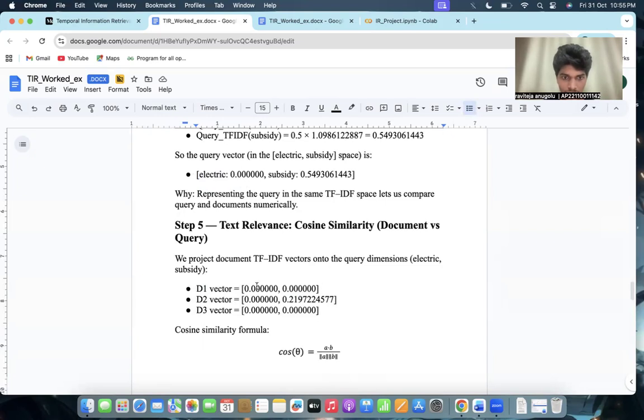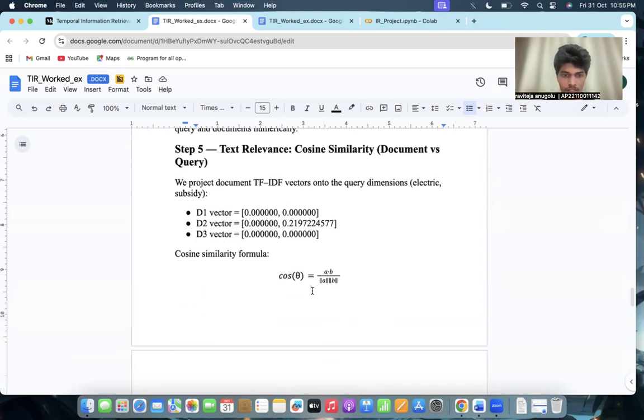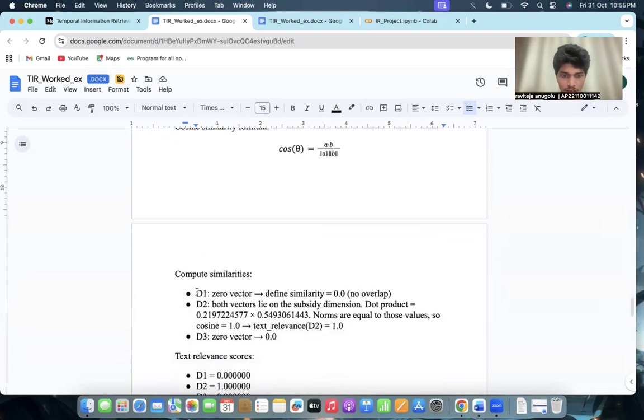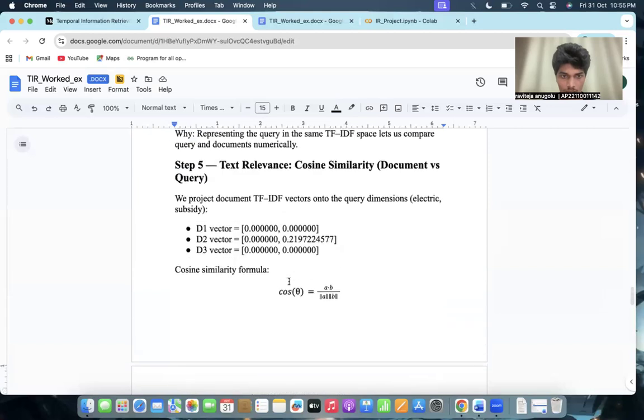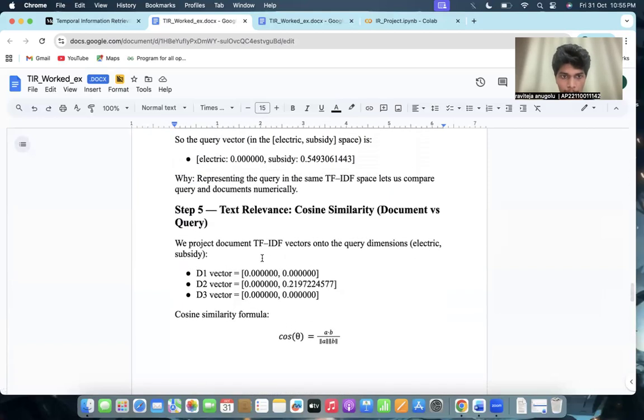Here, 0 into 0 plus 0.54 into 0, divided by mod of 0 square plus 0.5 square into mod of 0 square plus 0 square. The final value will be 0. That is how the values are calculated here. No overlap.